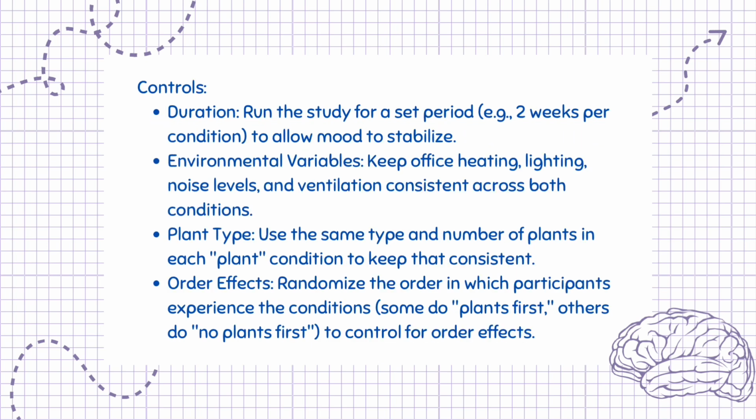Controls. Duration: run the study for a set period, for example 2 weeks per condition, to allow mood to stabilize. Environmental variables: keep office heating, lighting, noise levels, and ventilation consistent across both conditions. Plant type: use the same type and number of plants in each plant condition to keep that consistent. Order effects: randomize the order in which participants experience the conditions, some do plants first, others do no plants first, to control for order effects.